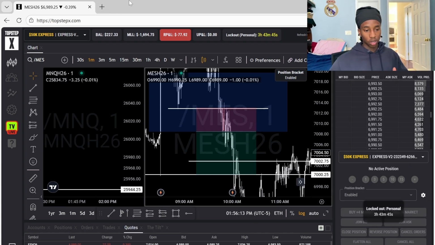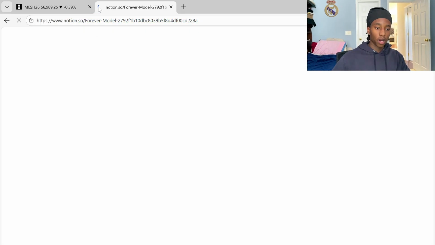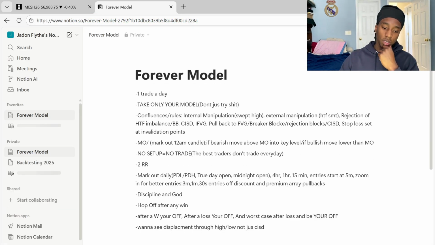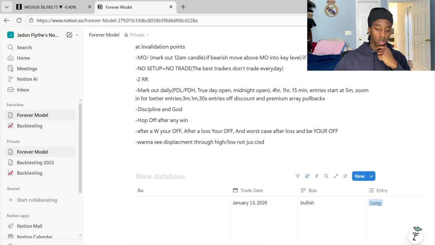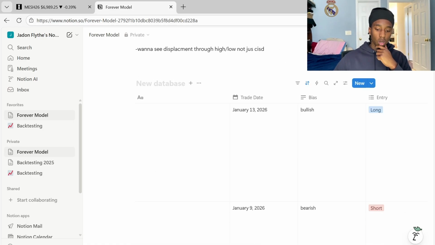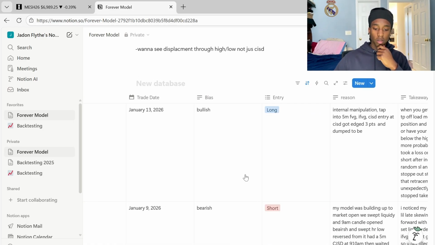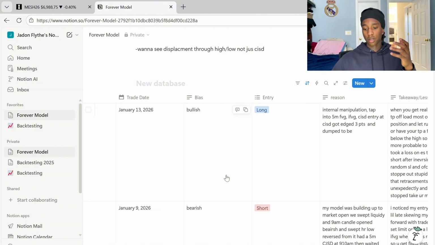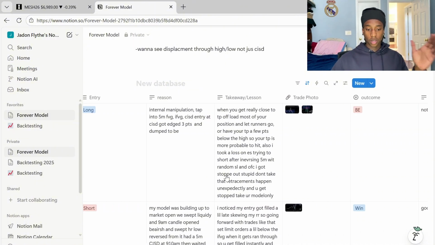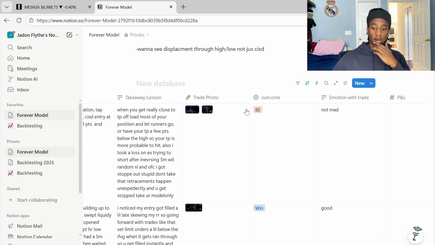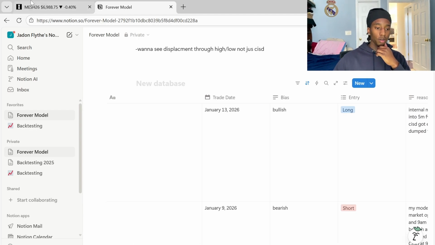I did journal this trade a little. I use Notion to journal my trades. So here are all my rules that I use. And today was January 13th. I was bullish on the day, took a long. My reason was internal manipulation, all that. And yeah, so this was my journaling.